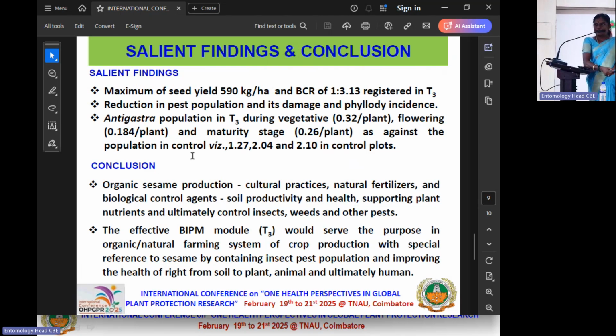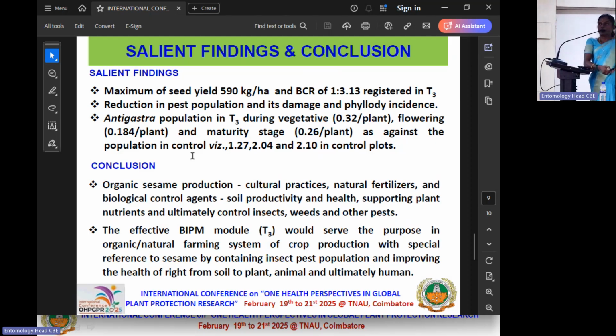So the salient finding is, as I said earlier, that T3 was found to be an effective BIPM module for sesame pest management. Organic sesame production or natural farming relies on cultural practices, natural enemies, natural fertilizers and biological control agents, with the aim of improving soil productivity and health and supporting plant nutrients, and ultimately controlling not only insect pests but also weeds and other biotic stresses.